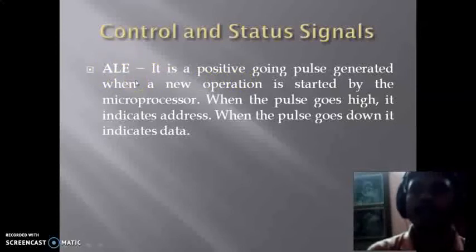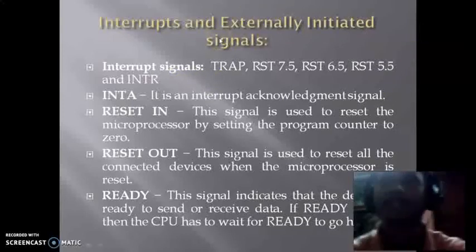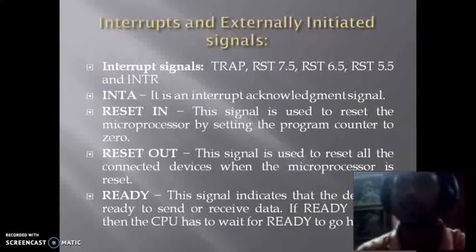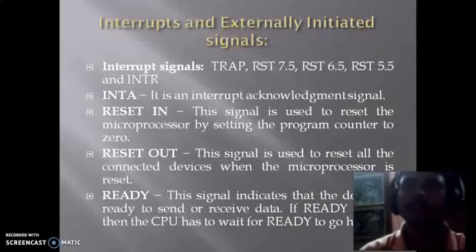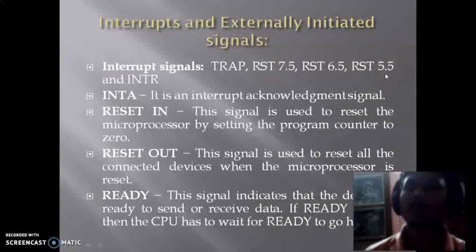ALE is a control and status signal. I already discussed ALE, basically used for the segregation of address and data bus. Now we have interrupts and externally initiated signals. The 8085 microprocessor can be interrupted by 5 lines, that is TRAP, RST 7.5, RST 6.5 and RST 5.5.